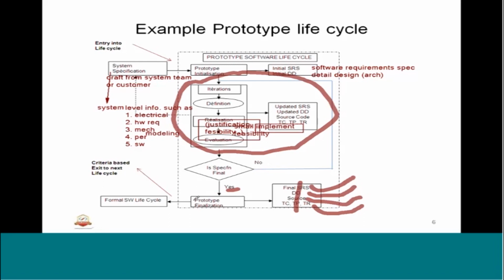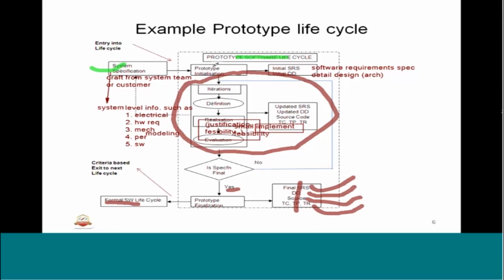So these are some of the prototyping life cycle examples that I have depicted here, which will be used before we go into the next life cycle, which is nothing but the formal life cycle. So I repeat, we start with an entry into the prototyping life cycle with a system specification. I will put a different color, green, so it is easy. That is the system specification, which will enter into the prototyping software life cycle.